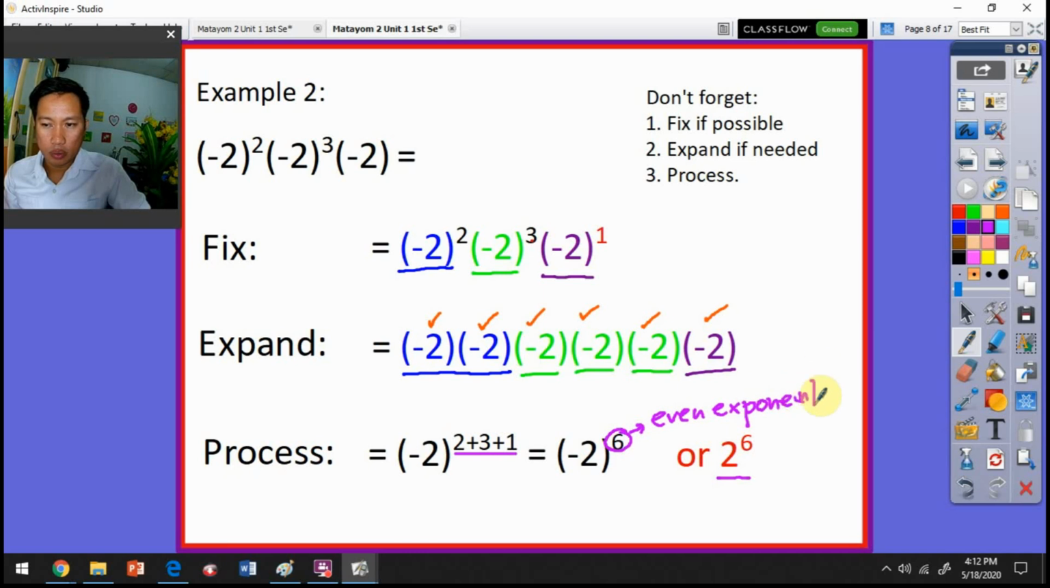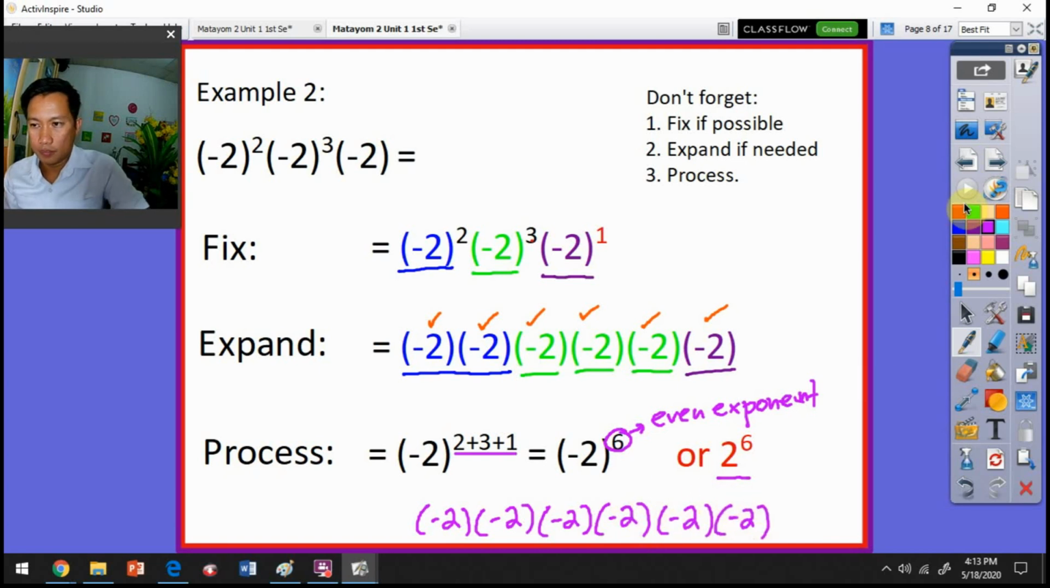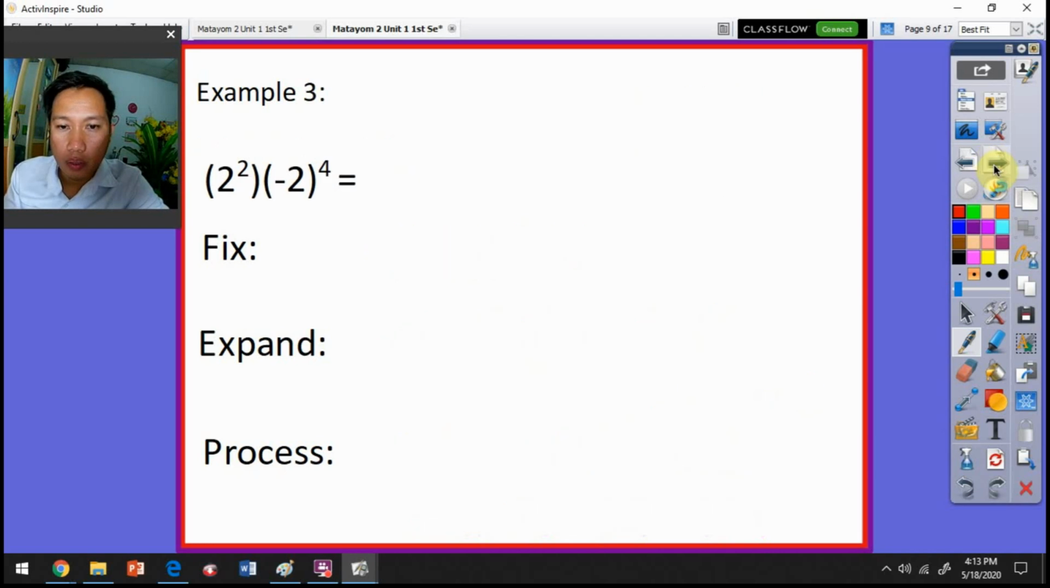So you can write this as a positive number. You can check further: negative 2, negative 2, negative 2, negative 2, negative 2, and negative 2. Negative times negative is positive. Negative times negative is positive. They're all positive. That's why our answer can be 2 to the power of 6.